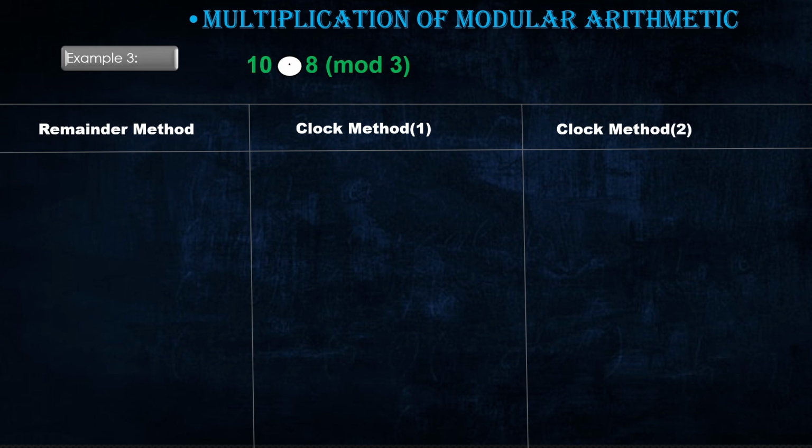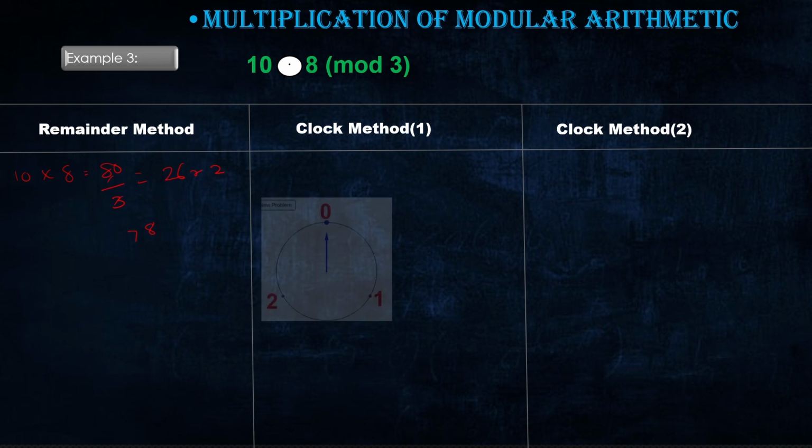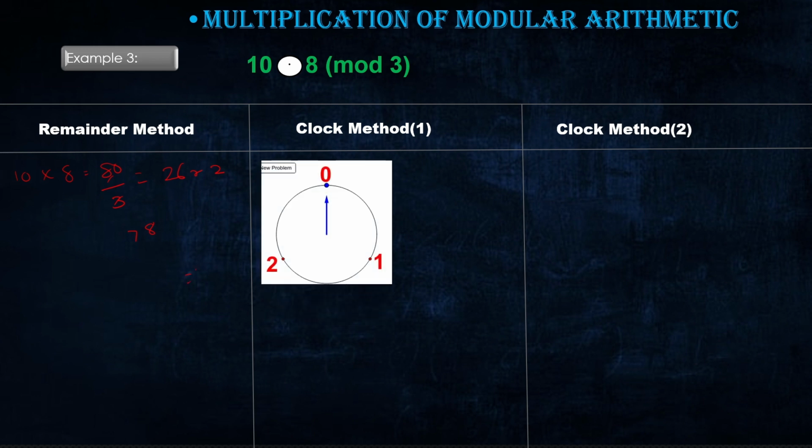Example 3. 10 modular multiplication 8 mod 3. We're going to multiply 10 times 8, which will give us 80, and then 80 divided by our mod 3 is going to go 26 times remainder 2. Because if you multiply this by 3 to give you 78, then the remainder 2 will give you 80. Then in this case our answer is 2.